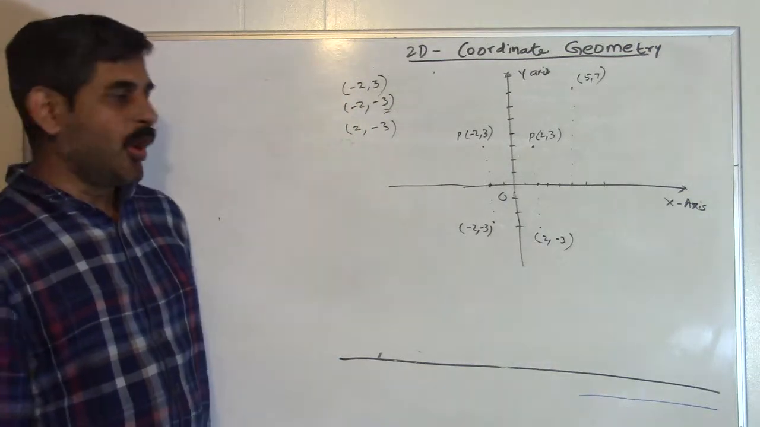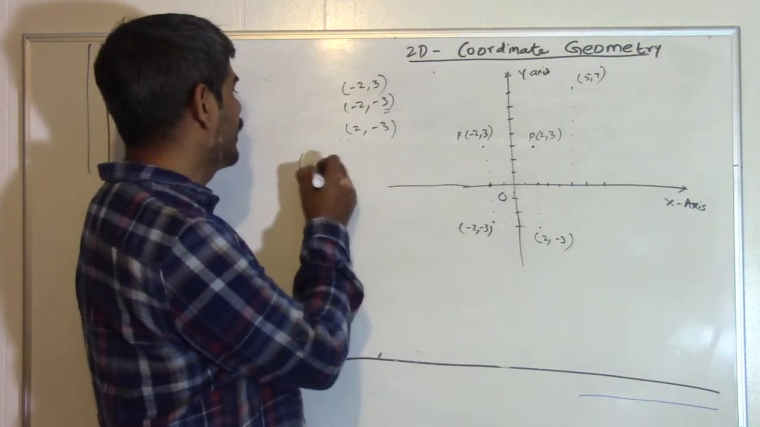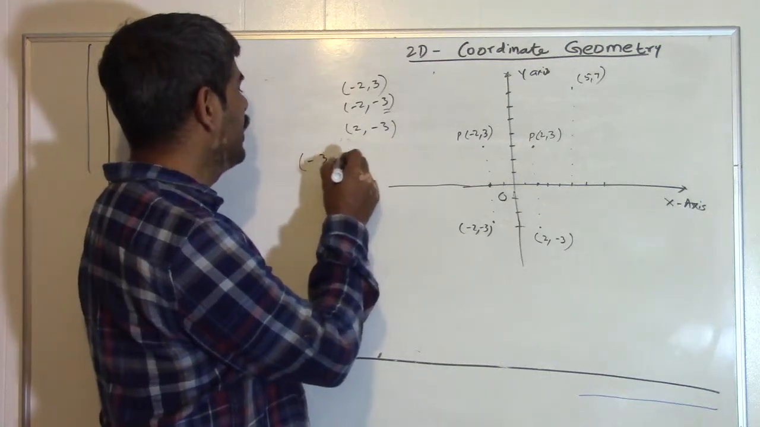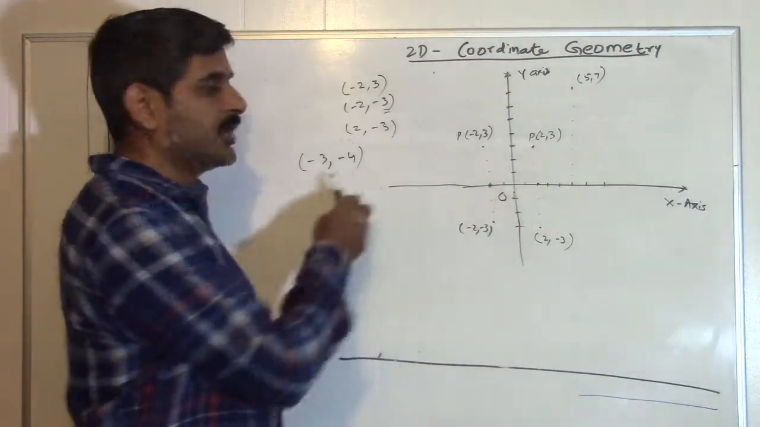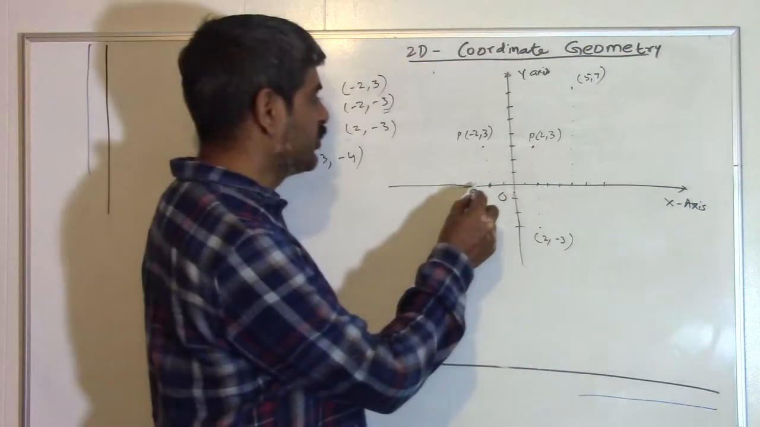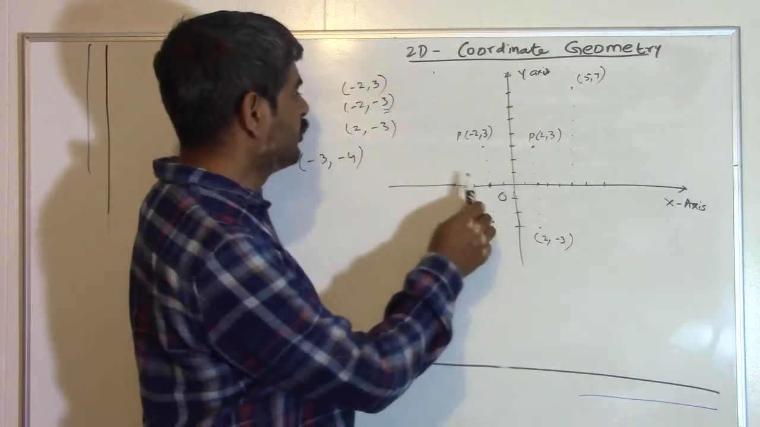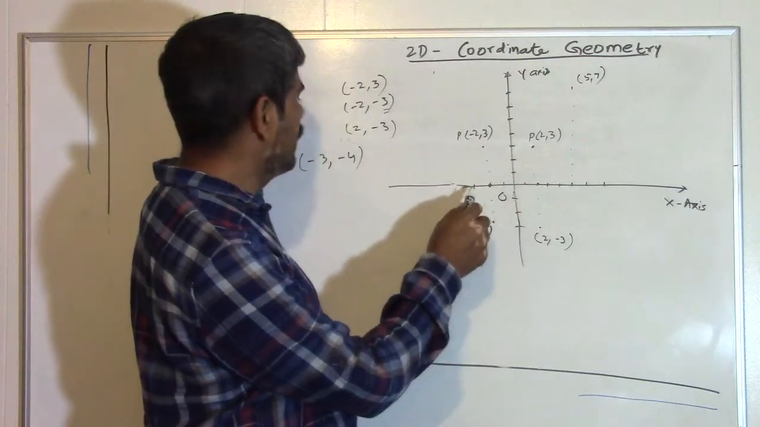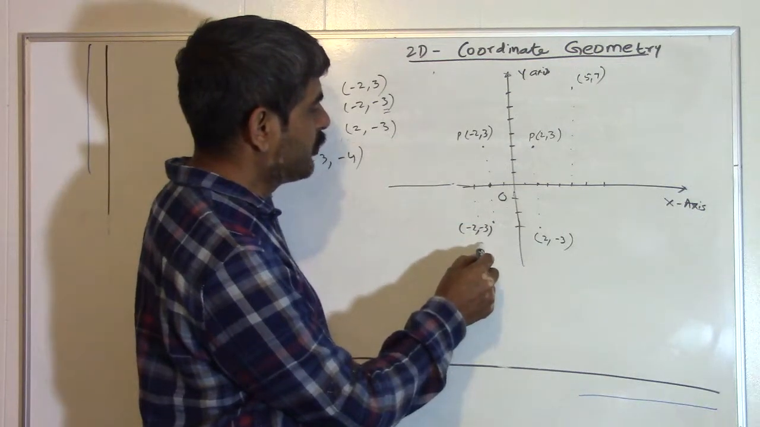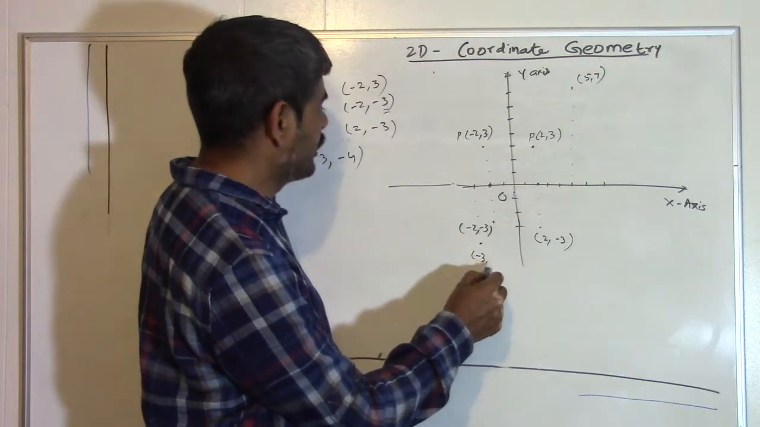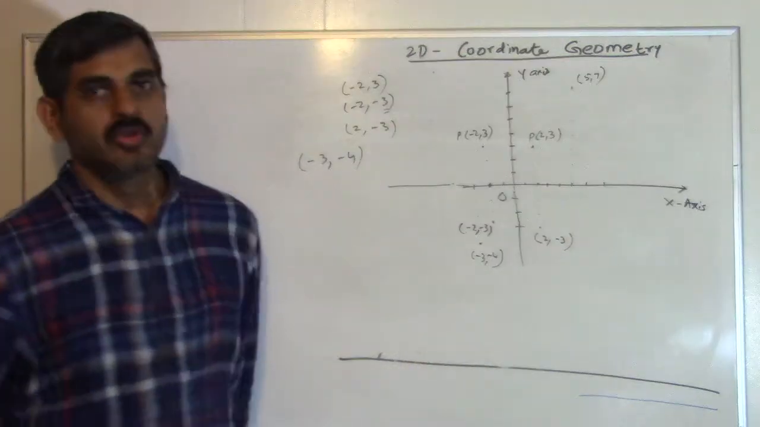We can be given any point. For example, let's say I ask you again, where is my point minus 3 and minus 4? Then minus 3 means you go in the negative direction on the x-axis. So 1, 2, 3 here in the x-axis direction, and 4 in the negative y direction, 1, 2, 3, and 4. So this point will be minus 3 and minus 4.